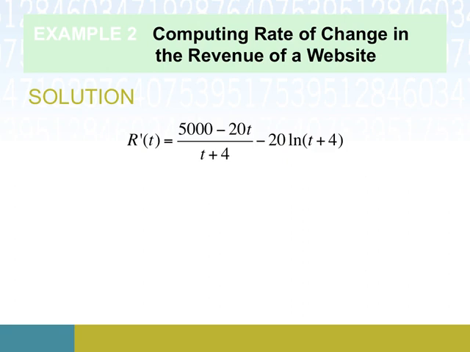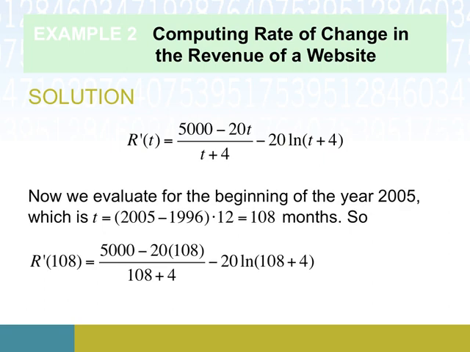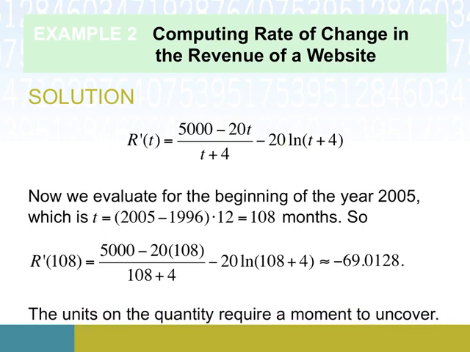So this is our derivative function, but if you remember in our setup, what we really wanted was to plug in a particular value. So since the beginning of 2005 is 9 years after the beginning of 1996, that's 108 months worth of time since t is in months. So r prime of 108, we dump 108 in for our t's up in our original equation up here, and then get a number like -69 and some change. And as I mentioned, the units, we need a second to kind of crank through, but we can do this.